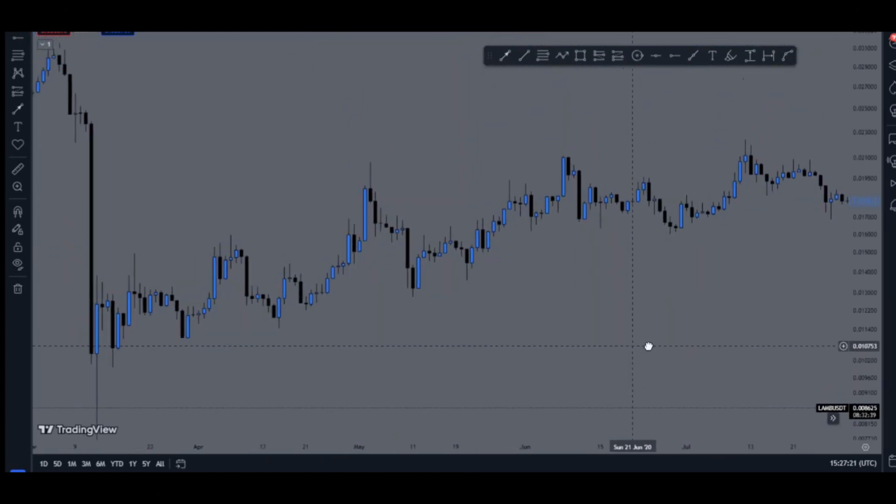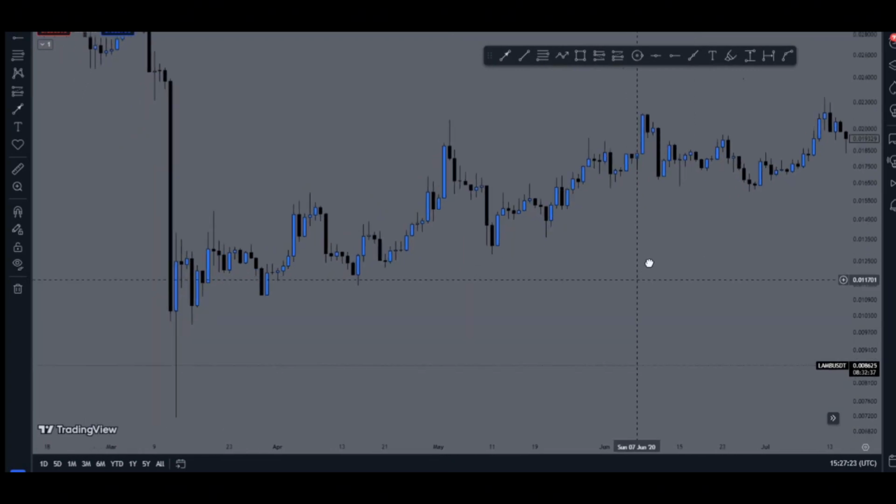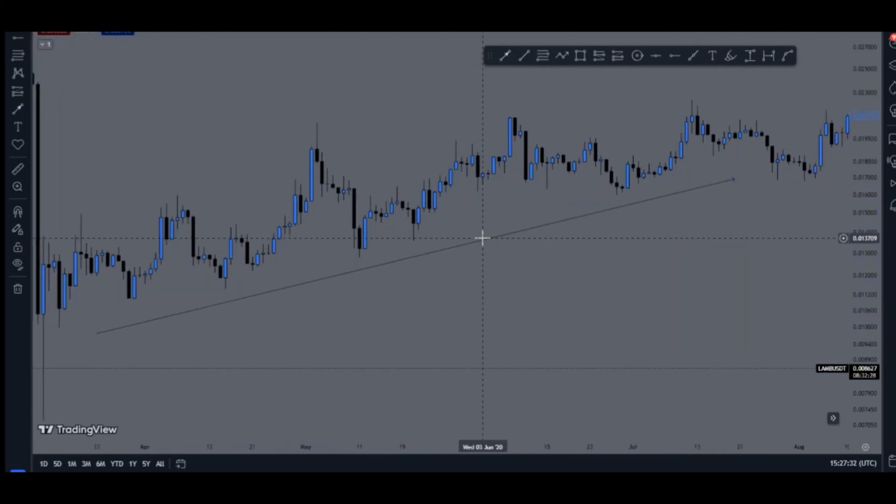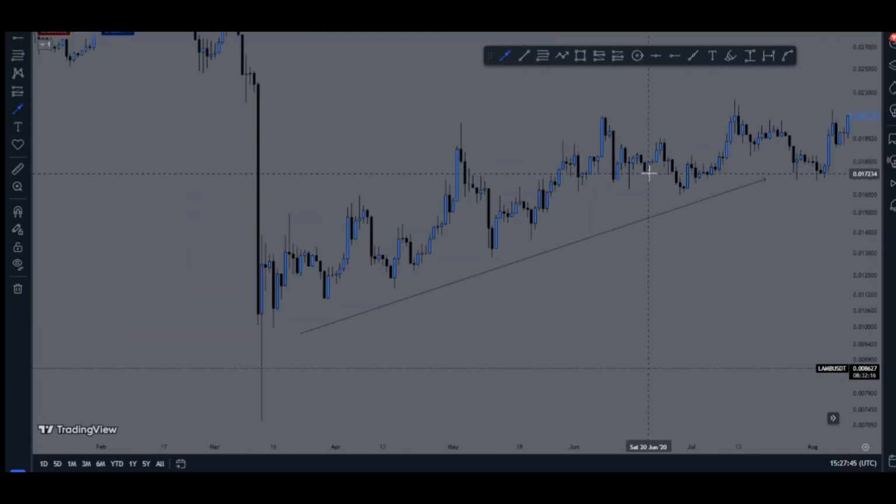So on this chart, the market was trending up right here. What are we supposed to be finding? We're meant to be finding buys. The market is changing character to an uptrend, trending up. So at this point, we are going to be finding buys.